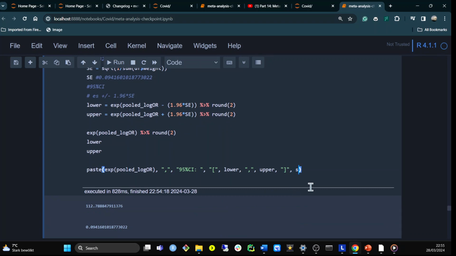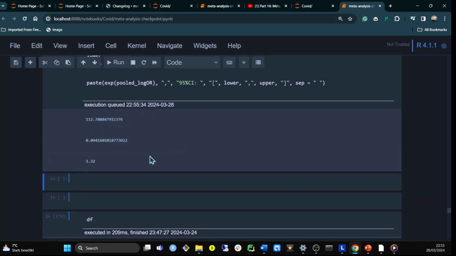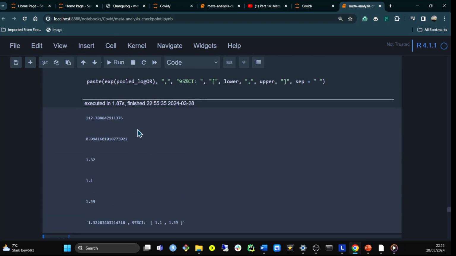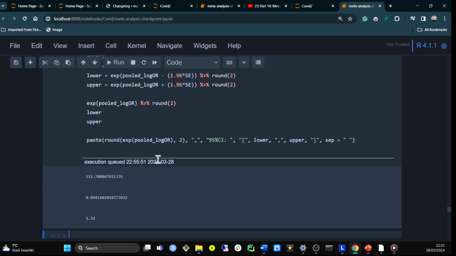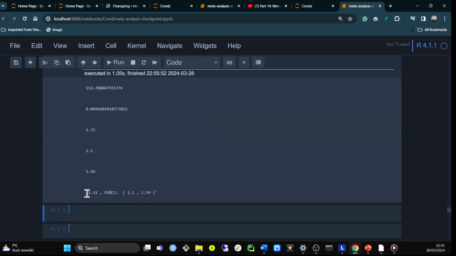Maybe I add a separator. Let me add just a space. Now I have everything. I should also round this. Maybe I can round it here, because I don't want that long number. Now if I run that, I get the effect size and 95% confidence interval. So that means 1.32, and the 95% confidence interval is between 1.11 and 1.59.